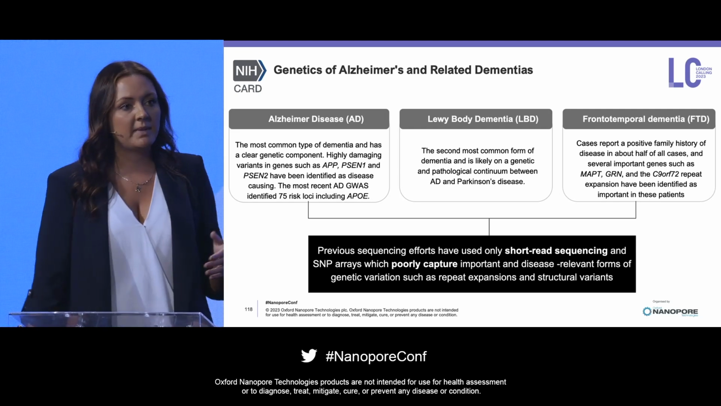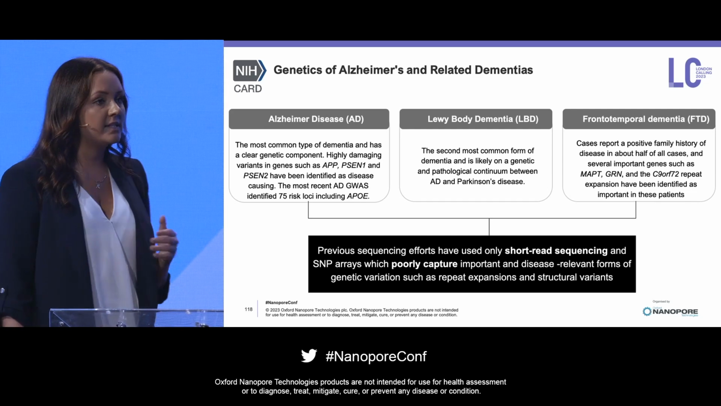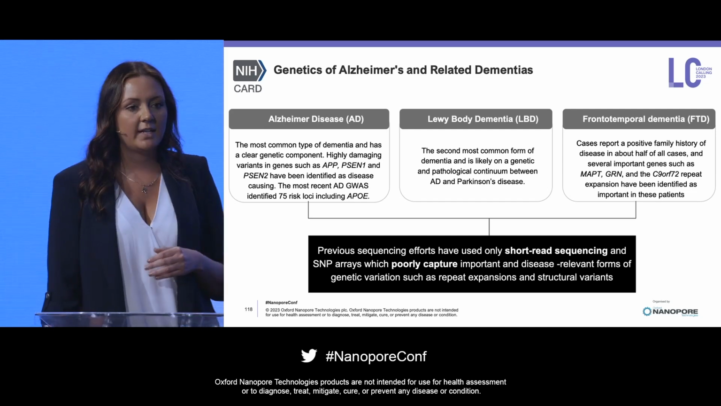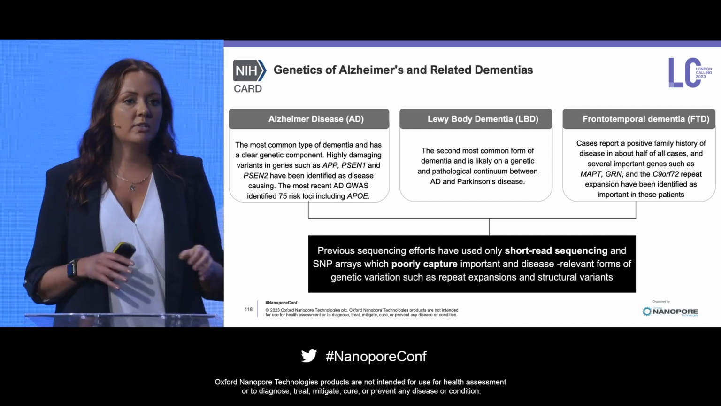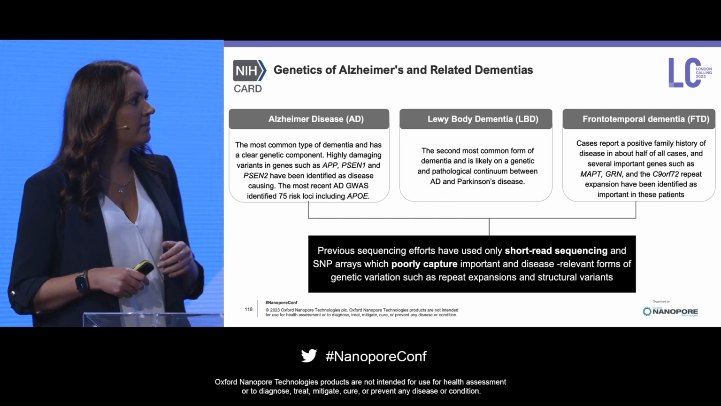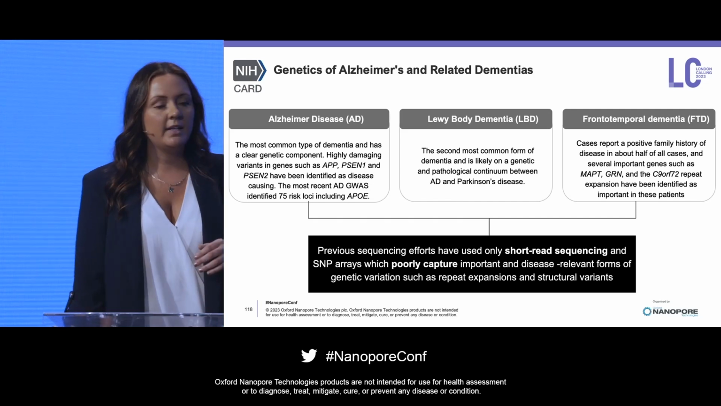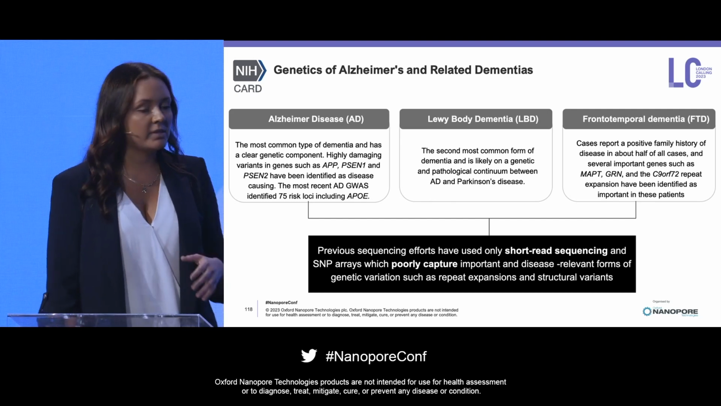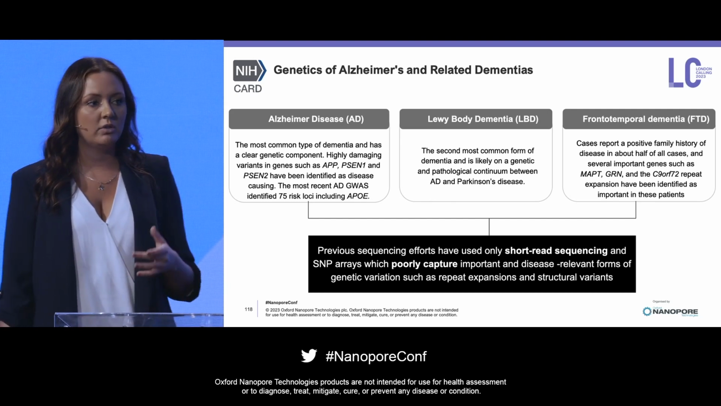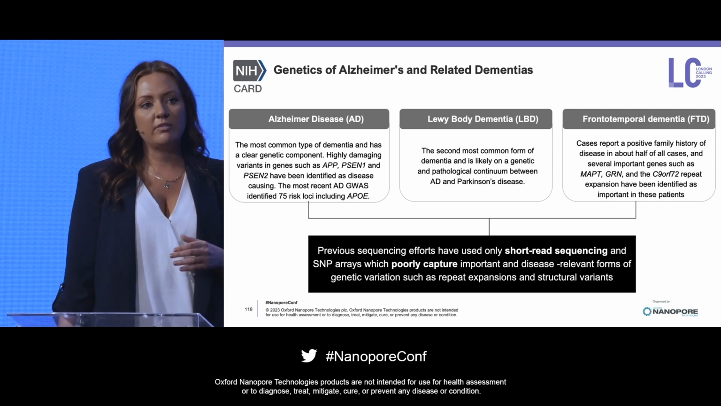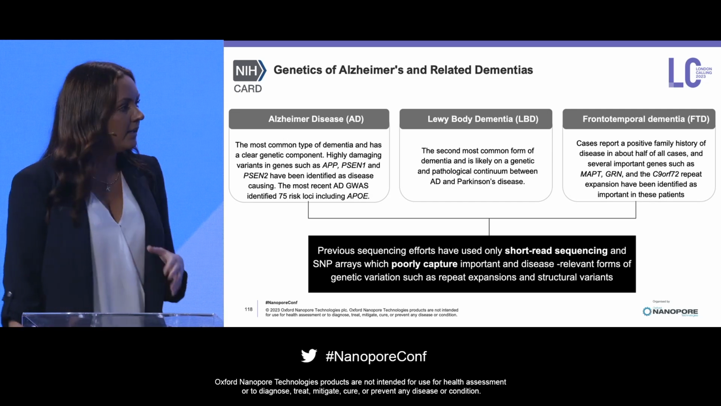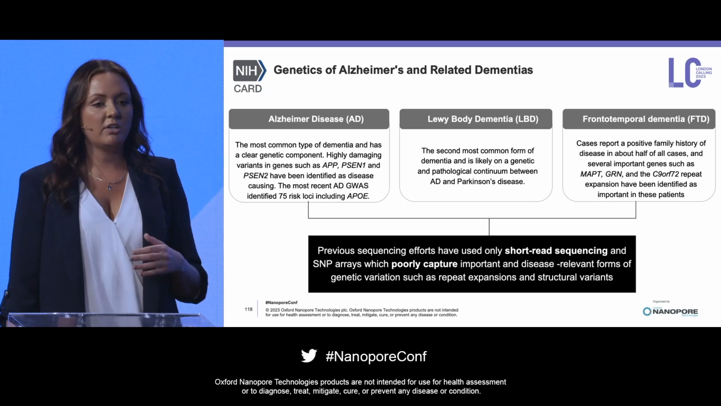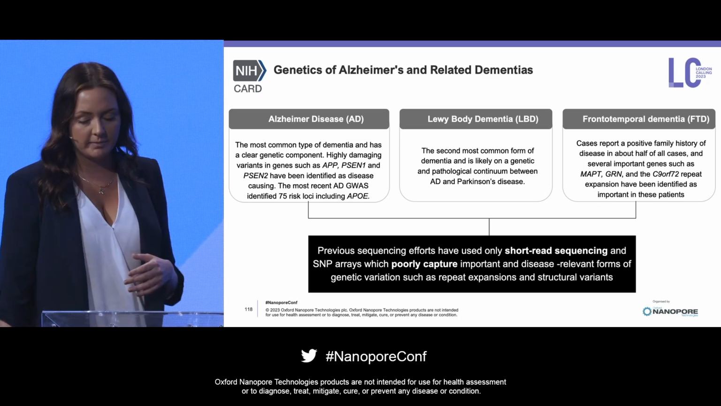Lewy body dementia, or LBD, is the second most common form of dementia, and it's likely on a genetic and pathological continuum between Parkinson's disease and Alzheimer's disease. And then finally, frontotemporal dementia, or FTD. Cases report a positive family history in almost half of cases, and several important genes have been implicated, such as MAPT, GRN, and the C9orf72 repeat expansion.